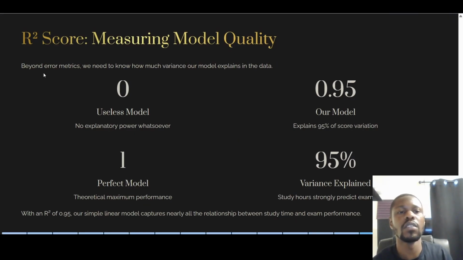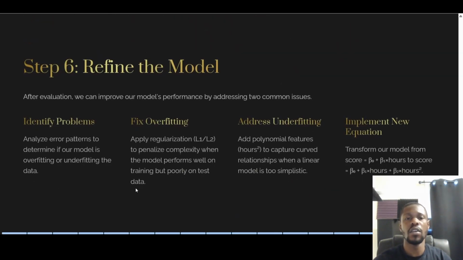We also have something known as an R-squared score, which measures the model's quality as well. Beyond error metrics, we need to know how much variance our model explains in the data. A useless model will score 0, and a perfect model will score 1.0. You can think of this as a percent, with 1 representing 100%. So if our model scores 0.95, this essentially means that our model has a 95% accuracy score. With an R squared of 0.95, our simple linear model captures nearly all the relationship between study time and exam performance. So that means we have an excellent model.